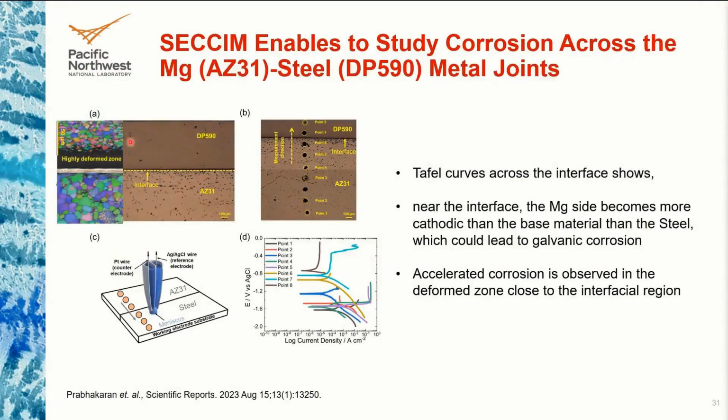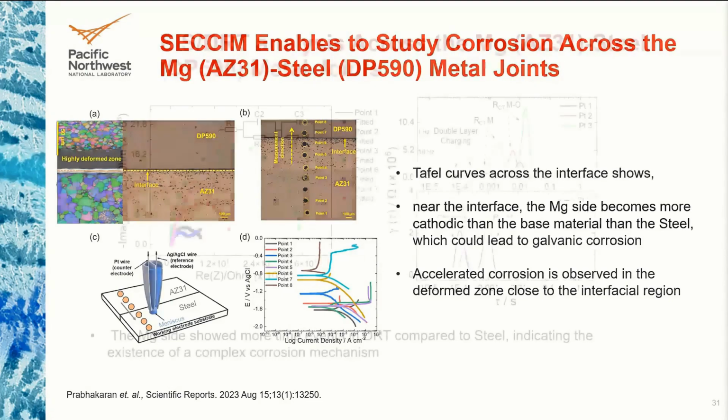Then once we established this on a single magnesium single crystal, we applied this technique to raster across two different metals, like a magnesium and steel metal joint, as shown in this figure. So you go from one side of the joint to the other side to look at how the local variations affect the different TEFL and EIS behavior.